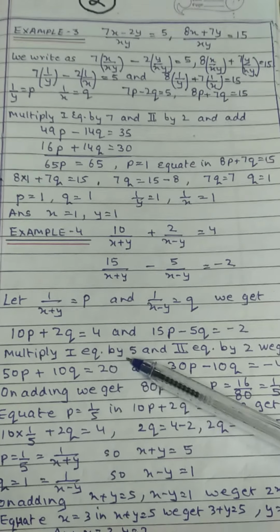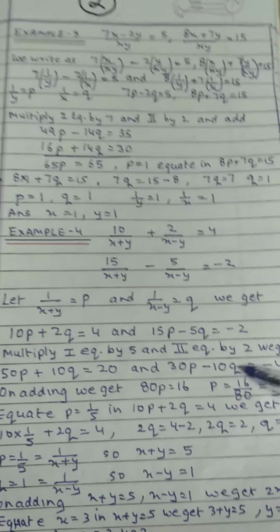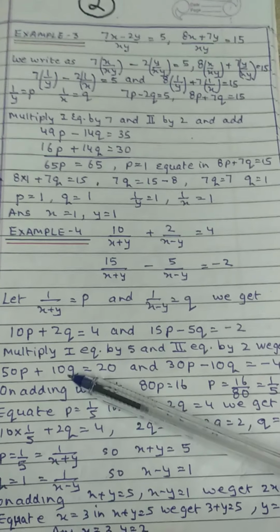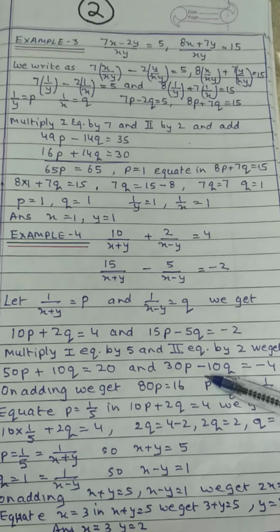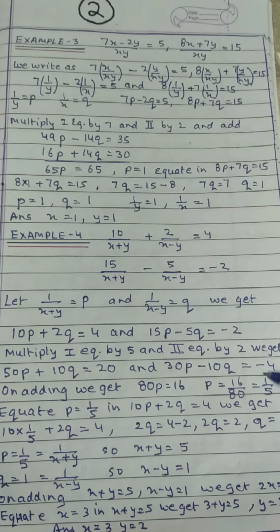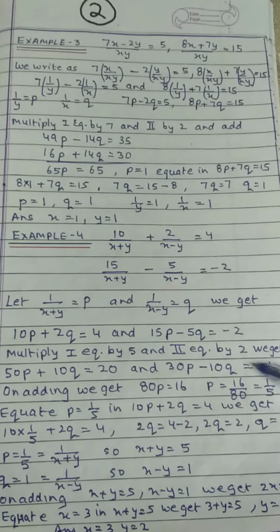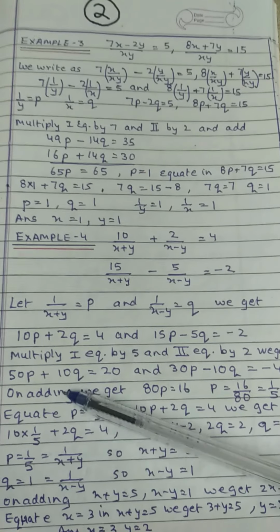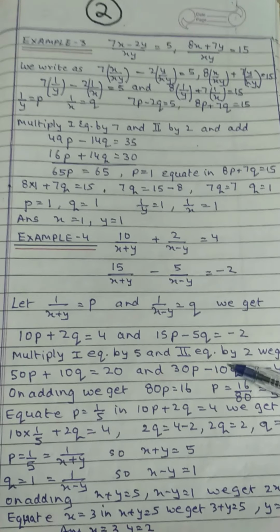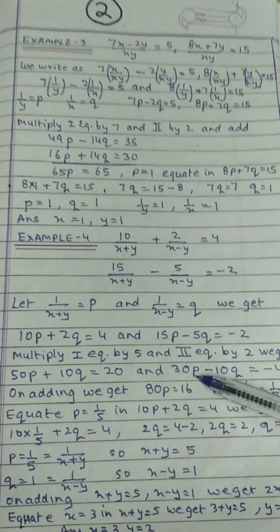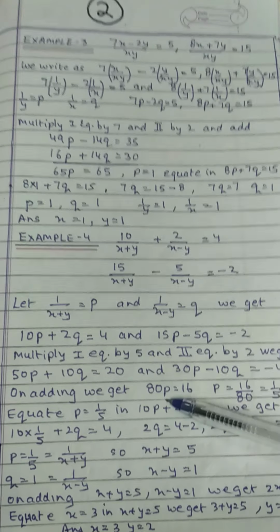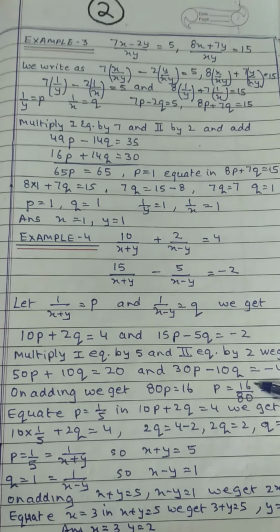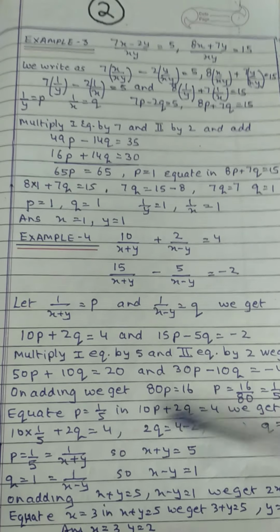Multiply the first equation by 5 and the second equation by 2. We get 50p plus 10q equals 20 and 30p minus 10q equals minus 4. On adding, you can see the 10q will cancel out, and 50 and 30 will become 80p is equal to 20 minus 4, 16. p will become 16 upon 80, 1 over 5.